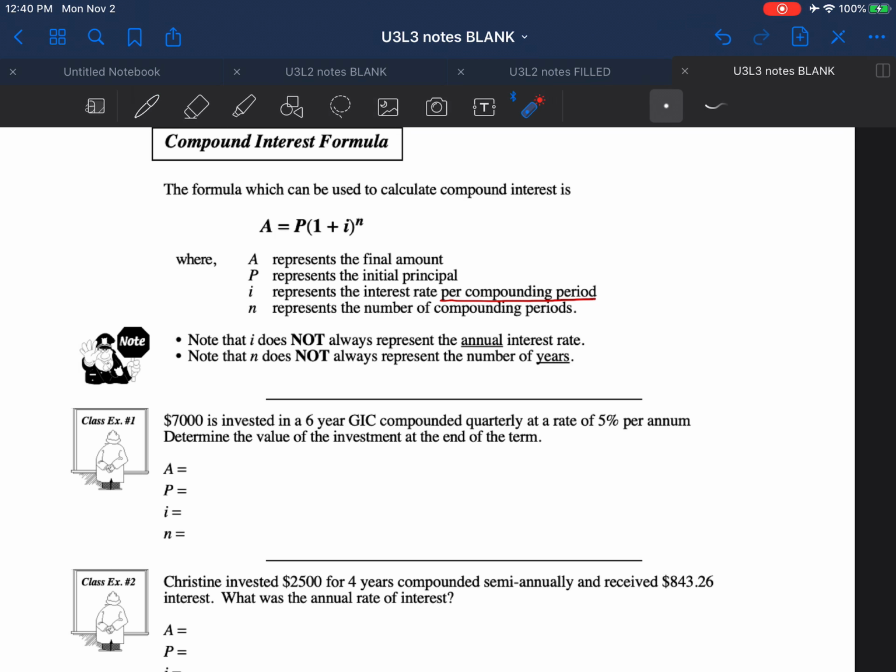And then N is the number of compounding periods that you have. So if your time frame is 3 years and your compounding period is monthly, you're going to have 36 monthly periods over those 3 years.